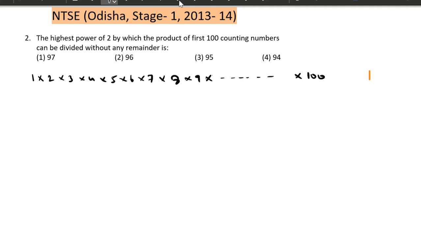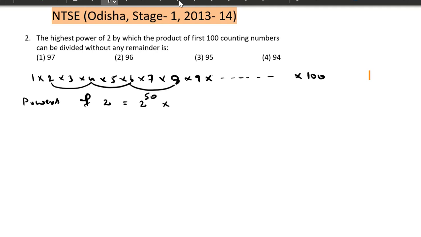So here in this product, what is the highest power of 2? If you split into prime factors, I am taking 2 common in all these alternate even numbers. These are all even numbers. From all the even numbers, I am taking 2 common, and then I am collecting powers of 2. If you take 2 common from all the even numbers, we get 2 power 50. 50 even numbers are there.